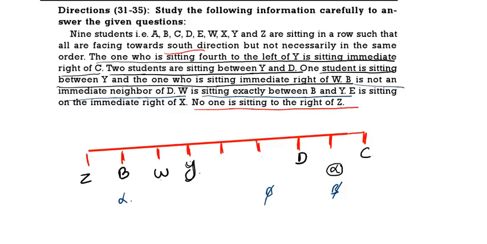Next, E is sitting to the immediate right of X. That means E is sitting to the immediate left of X. Now we are having only one person. That one person is A. So this is the total arrangement.